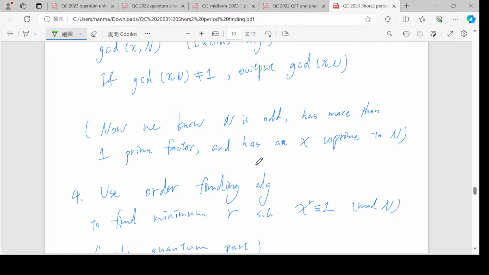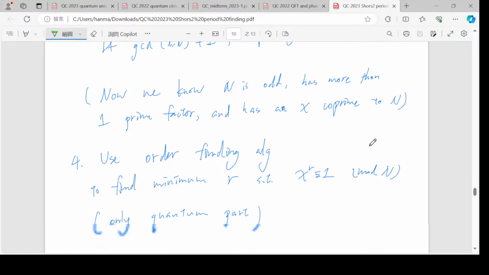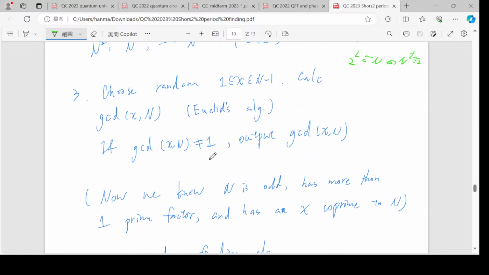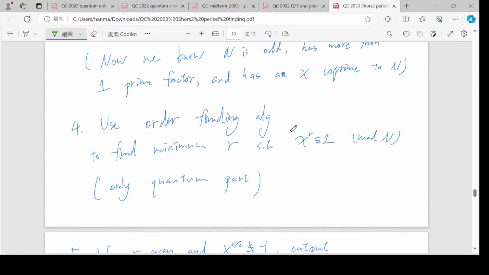Now we have everything: n is odd, has more than one prime factor, and x is coprime to n. Every x we draw, we need to check this. We want to draw different random x. Then we do the actual quantum part, which is the only quantum part here.